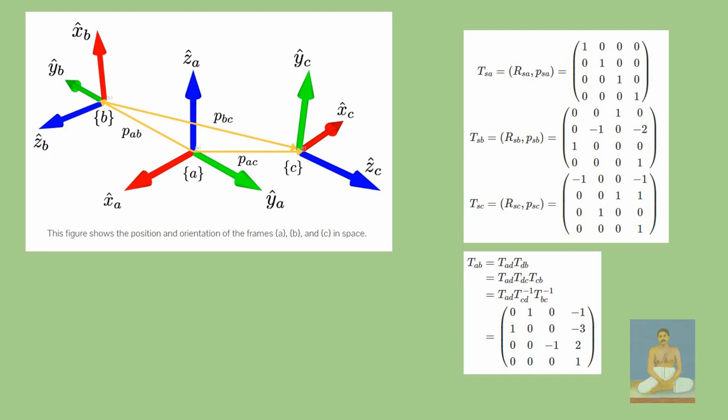Now if you look at the spatial frames, the figure shows the position and orientation of frames A, B, C in space. If you have to form the transformation matrix T of AB, how can you get it? By multiplying T of AD with T of DB. So how can we find TAD and TDB? These are all homogeneous transformation matrices, or HTMs, which we will see later. By multiplying in this manner, we can find the transformation matrix for moving from A section to B section.